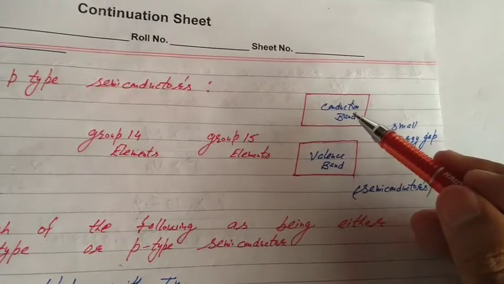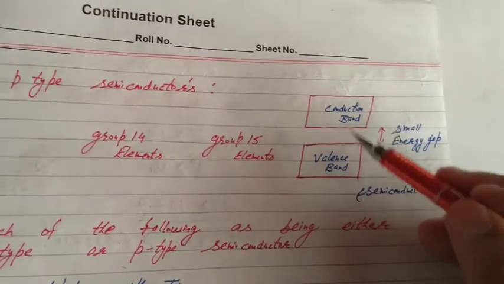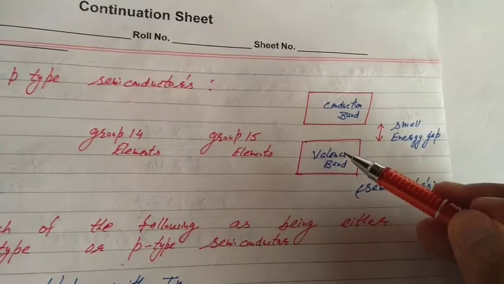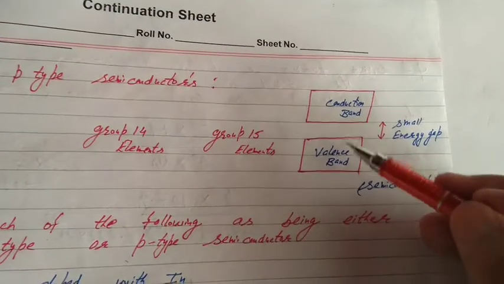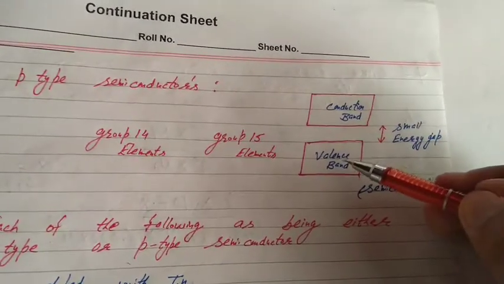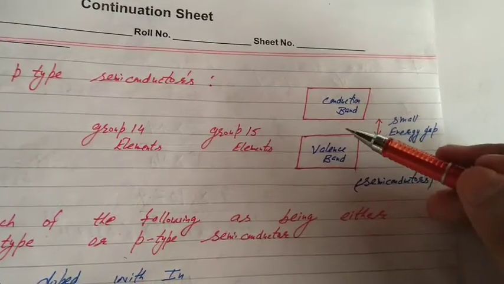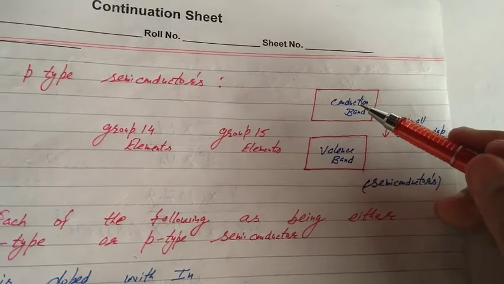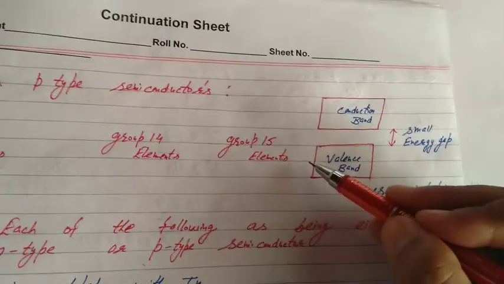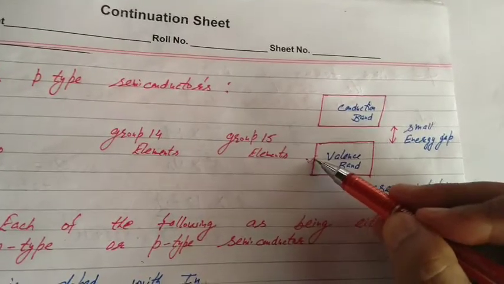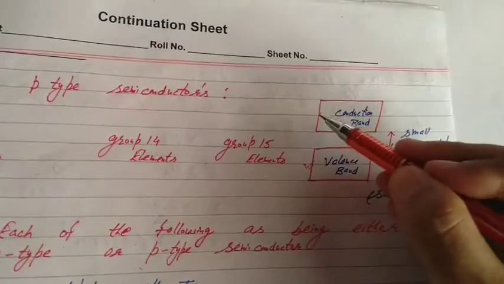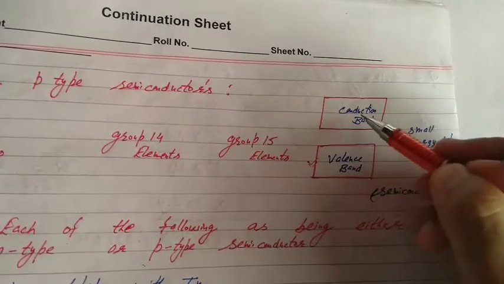You know, in case of conductors, the conduction band is very close to the valence band or even overlaps with each other. So electrons from valence band easily jump to the conduction band. And in case of semiconductors, there is a small energy gap between valence band and conduction band. What is valence band? The outermost filled energy band is called valence band, and the next empty energy band, the lowest one in which electrons can jump, is the conduction band.